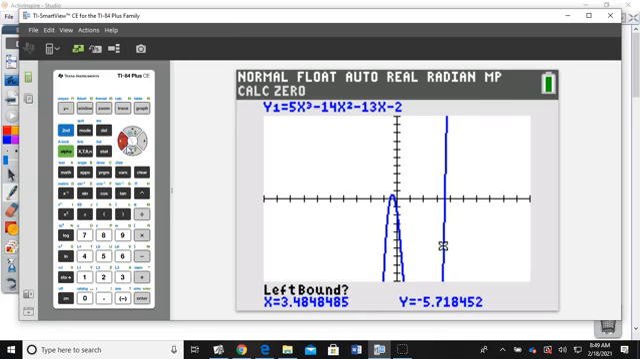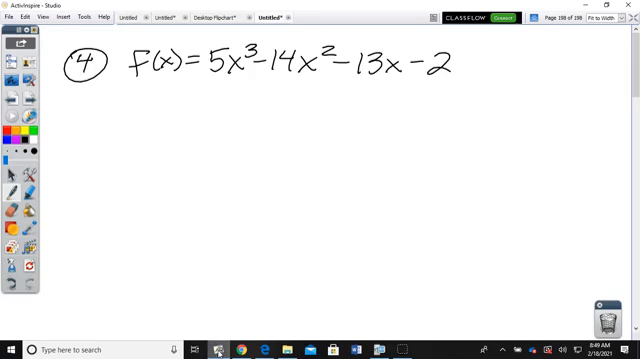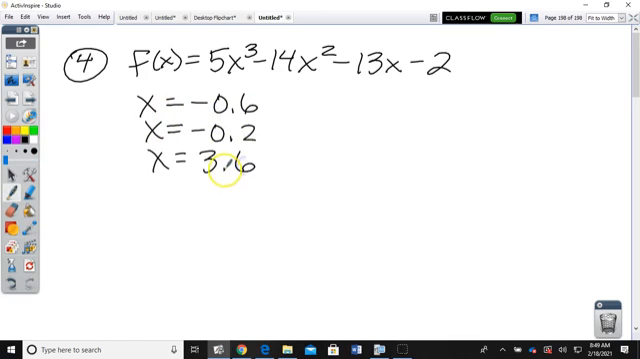Enter, scroll to the right, enter, enter. 3.6. So my answers are, what were they again? X equals 0.6, 0.2. Negative both of them. Thank you. Those were both negatives, my bad. Negative 0.6, negative 0.2, and positive 3.6. Is that right? That's all there is to those.